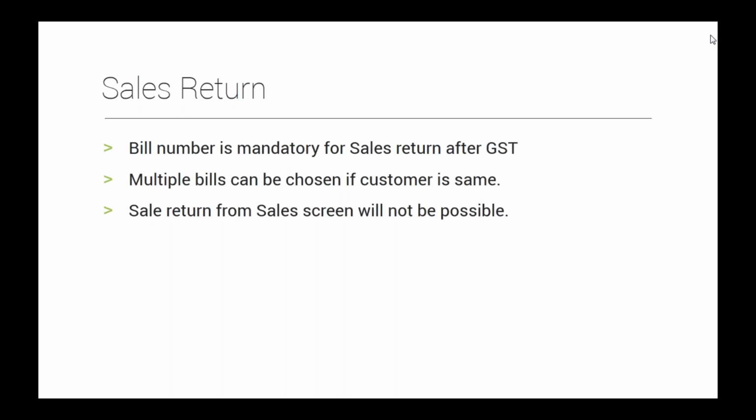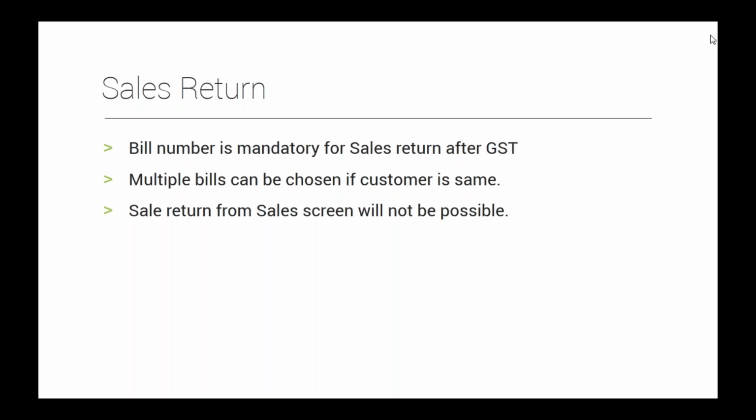Moving on to sales return. Once GST is implemented, to claim the input credit for GST while getting returns, the bill number is mandatory for sales return. So you won't be able to receive an item in the sales bill screen. For returns, you should use only the sales return menu, and the bill number selection is mandatory.